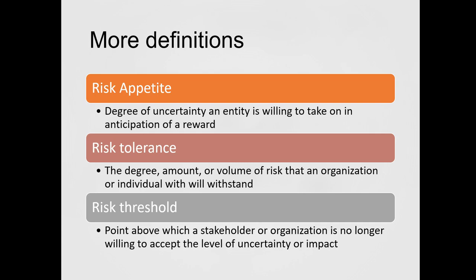There's a few more definitions that are typically used when defining risks. One is risk appetite, the degree of uncertainty an entity is willing to take on in anticipation of reward. The next is risk tolerance, the degree or amount or volume of risk that an organization or individual will withstand. And the last is risk threshold, the point above which a stakeholder or organization is no longer willing to accept the level of uncertainty or impact.